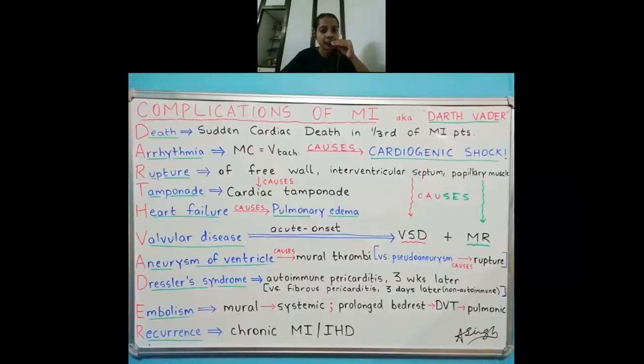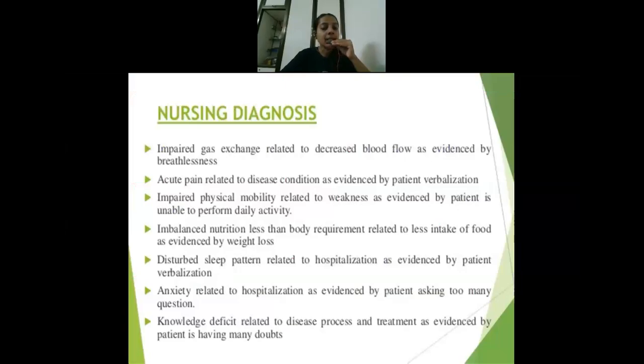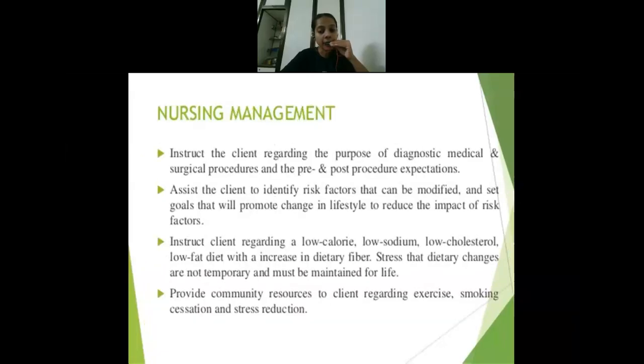Next is nursing diagnosis. Impaired gas exchange related to decreased blood flow, acute pain related to decreased myocardial oxygenation, impaired physical mobility related to weakness, imbalanced nutrition related to anorexia, insomnia related to chest pain, anxiety related to disease condition, and knowledge deficit related to disease condition. Okay, go through the nursing management, you can add your own points.